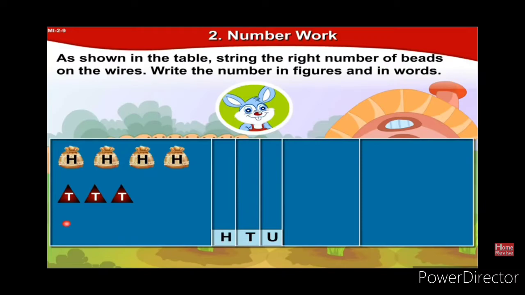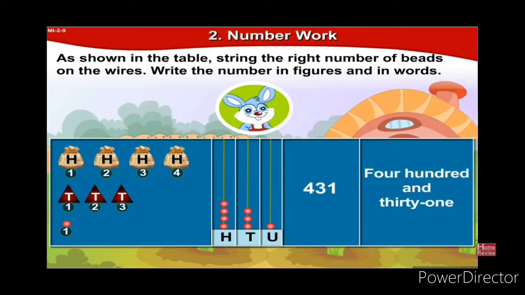We'll begin with counting of hundreds. 1, 2, 3, 4. Now, 4 hundreds. How many tens? 1, 2, 3. 3 tens and 1 extra bead, which means at the wire of hundreds there are 4 beads, at the wire of tens 3 beads, and at the wire of units 1 bead. So it is 400, 3 tens and 1 unit, which means in figure it is 431 and in words it is 431.